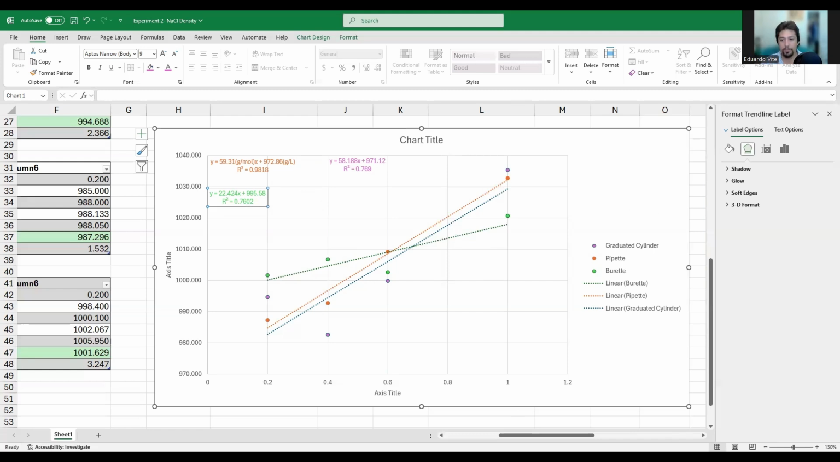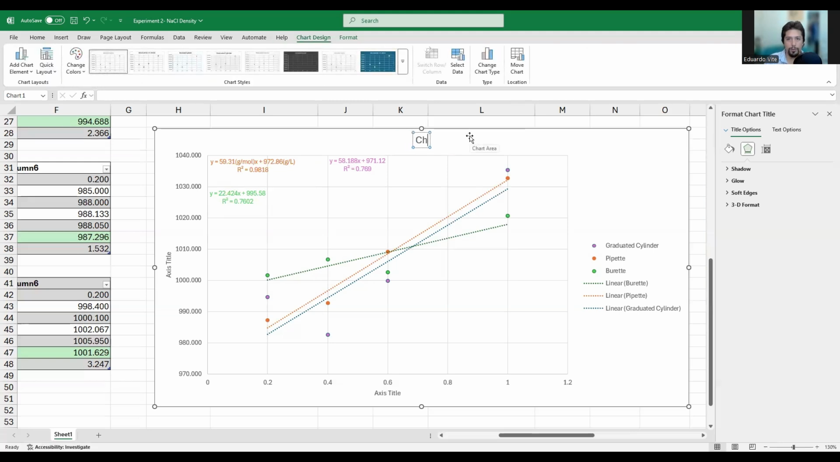For the title, make sure you're including exactly what it shows you here. It's telling you calculated density versus molarity. So we're going to go back over here and say, for my chart title, calculated density in grams per liter versus molarity of NaCl solution using 3 different glasswares. That's a pretty decent title. The title should be descriptive.